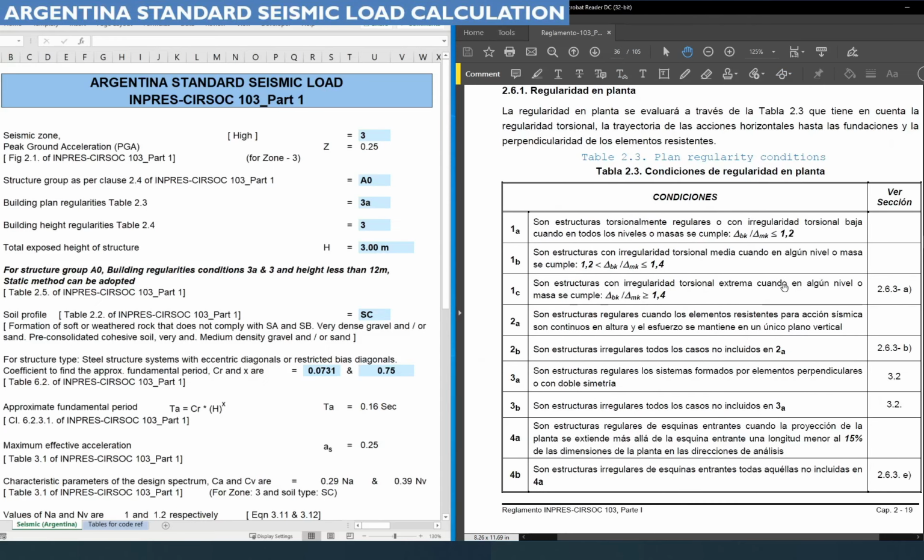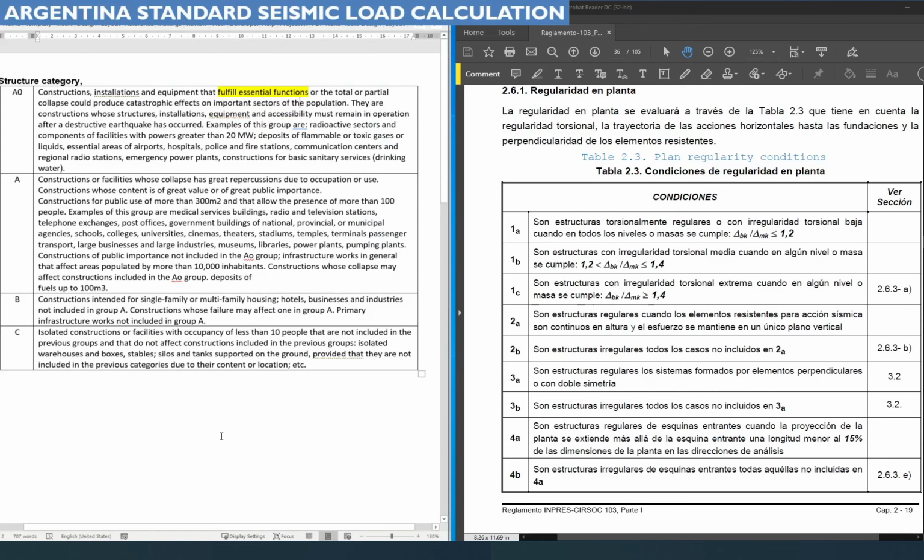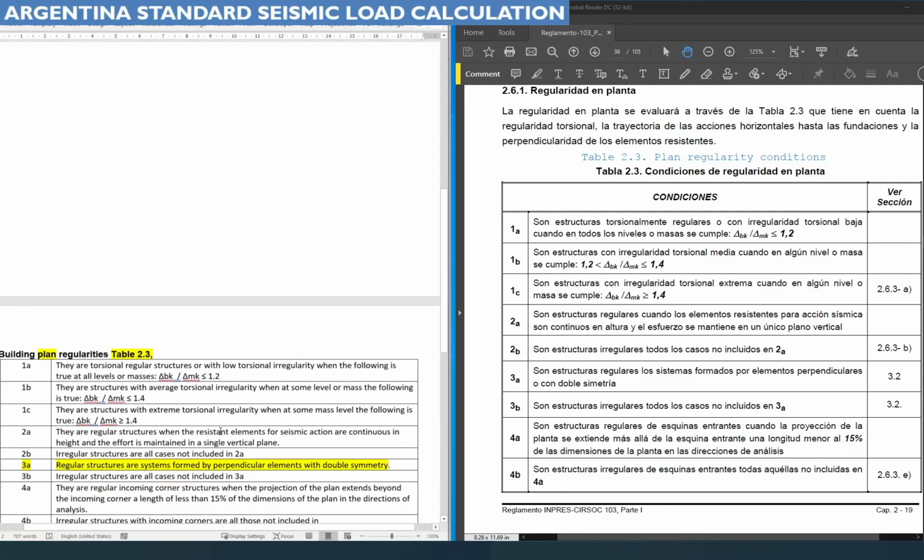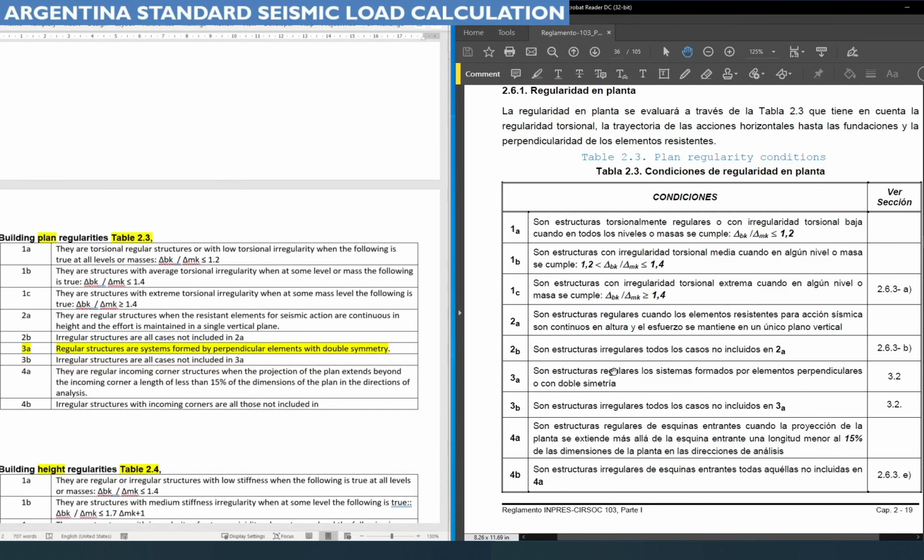So this is a table which is given the plan regularity conditions. For that also I am showing a Word file on the left hand side, which is an English translation version of the right hand standard code, which is in Spanish. So the first condition, 1A, means the torsional regular structures having a low torsional irregularity, that is delta bk by delta mk should be less than or equal to 1.2.